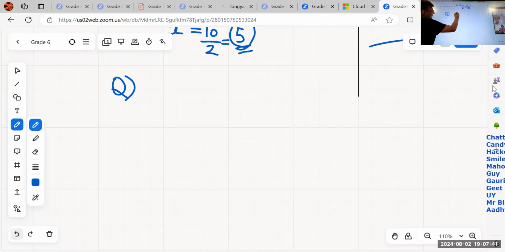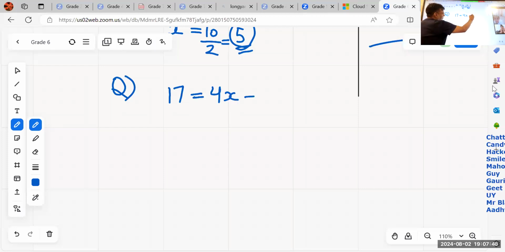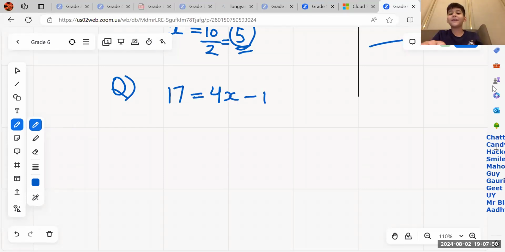A question can be like this also. 17 equal to 4x minus 1.